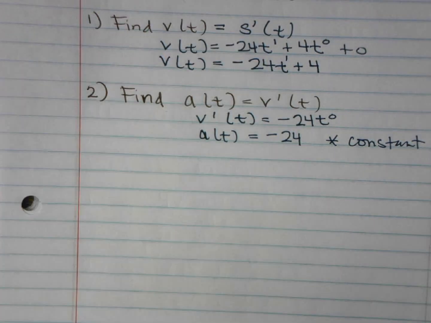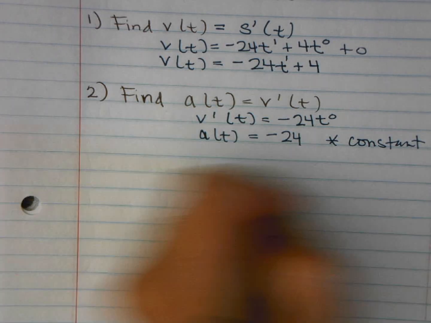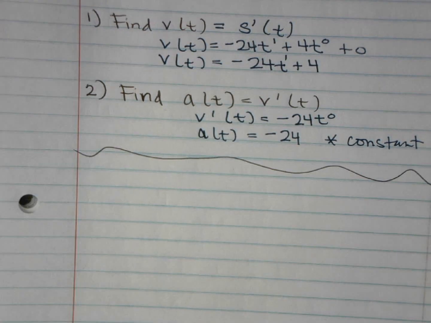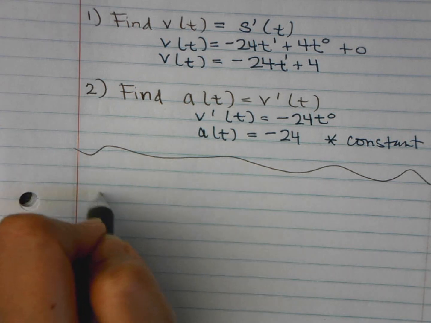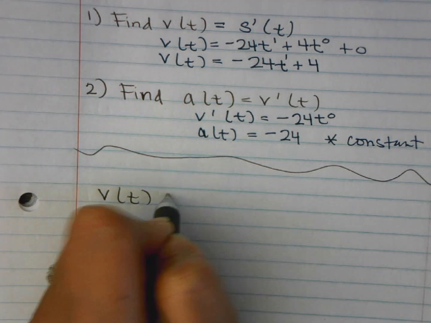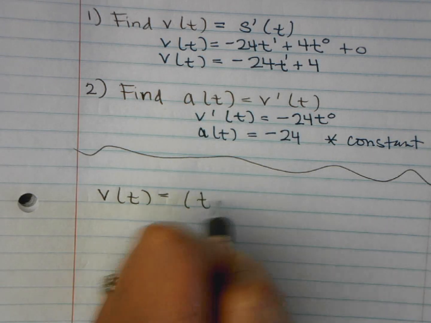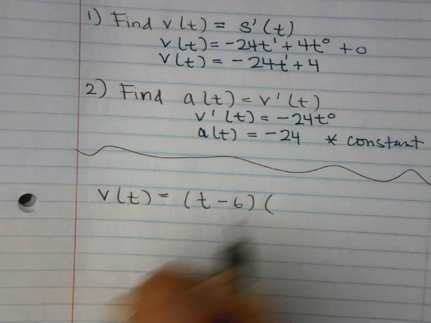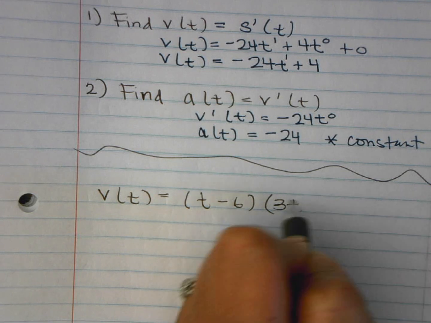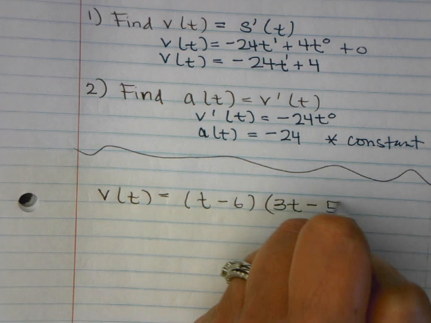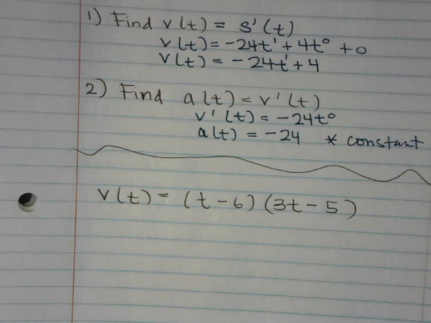So this one right here, what we're going to be taking a look at is, given just a velocity equation. So we'll say our velocity equation is, let's do, I don't know, (t minus 6)(3t minus 5). So we'll say that's our velocity equation.